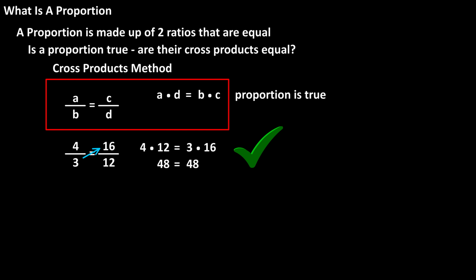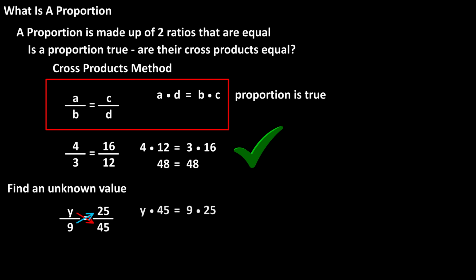Many times in proportion problems, you're required to find an unknown value, such as in the proportion y over 9 equals 25 over 45. In this case, we'll use the method of cross products to set up an equation to find the value of y. We have y times 45 equals 9 times 25, and 9 times 25 equals 225, giving us 45y equals 225.